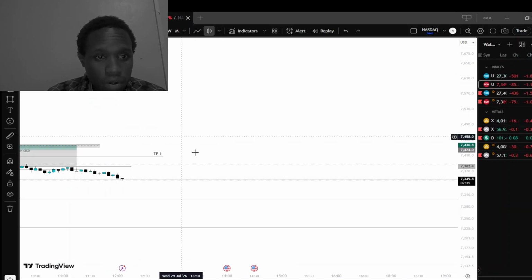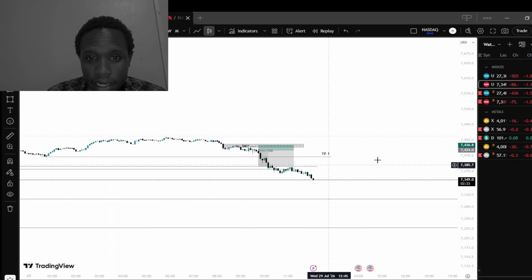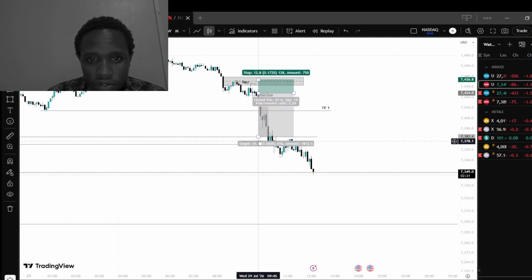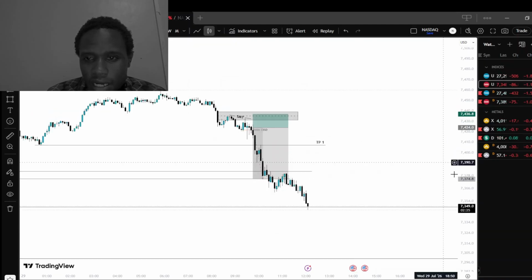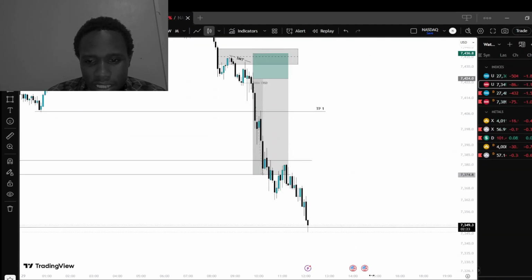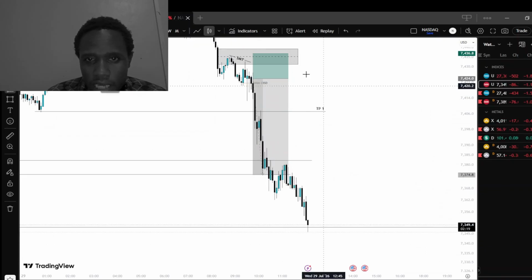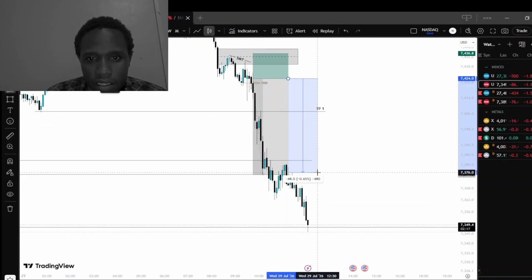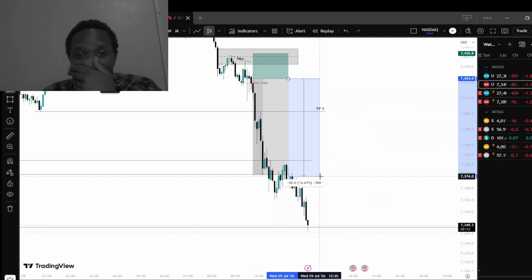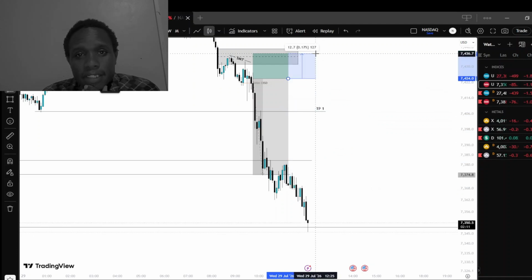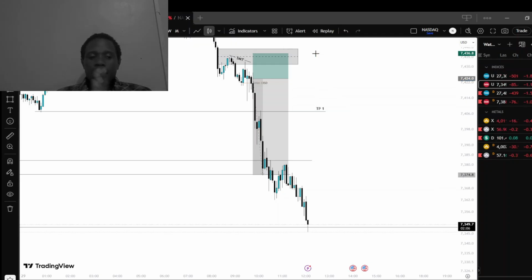So let's go back to our setup. My other take profit was here at 73.75, which was a 3.84R setup. And basically that was how I was able to catch this beautiful trade, 500 pips, while risking only 120 pips. So yeah, it was a good trade.